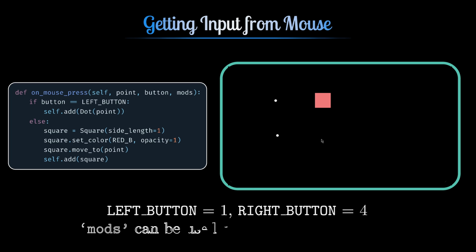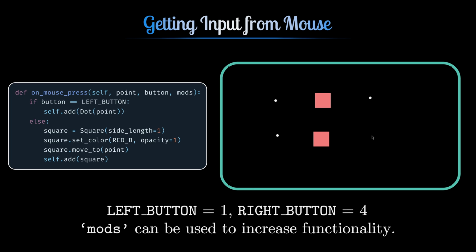As you can see, there are 3 parameters. The point parameter is the obvious one. It gives us the location of the mouse cursor. The button parameter indicates whether the left or right button is clicked. It gives us an integer value. And the mods parameter is to determine whether the modifier keys like Shift, Command or Control were pressed during the mouse click event.